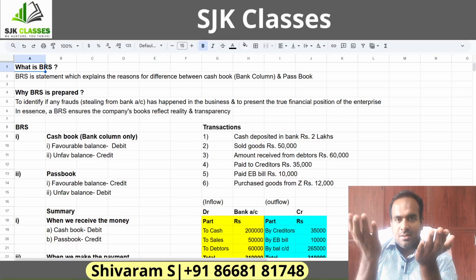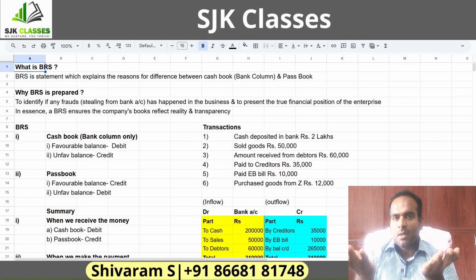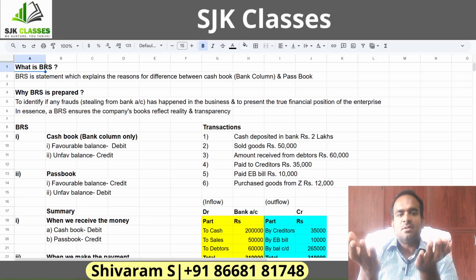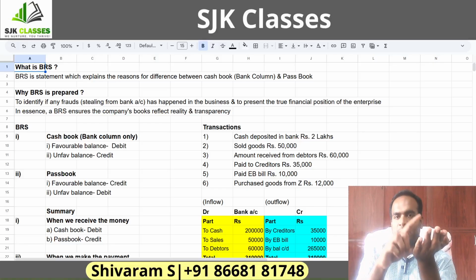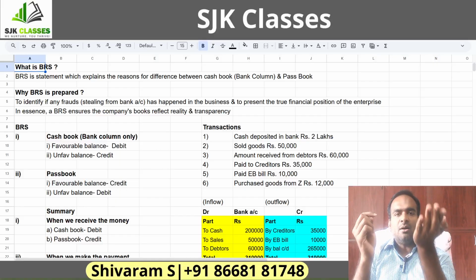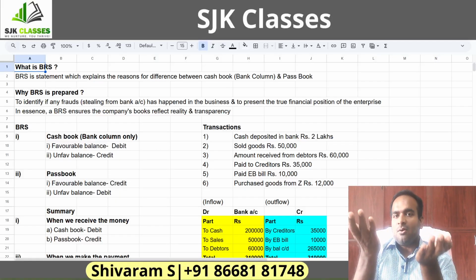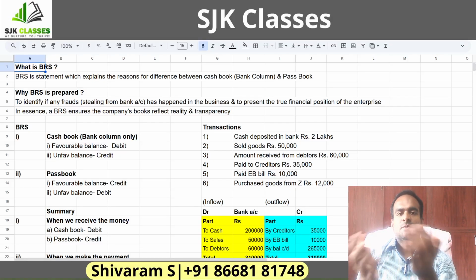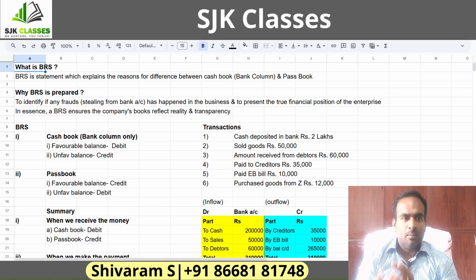So, ideally, these two balances should be the same at any point of time. But due to some reasons, there will be a difference between the cash book balance and the passbook balance. I'll repeat, I'm talking about the bank column of the cash book. The bank column of the cash book and the passbook may not be the same always. So we're going to identify the reasons due to which there is a difference between cash book and passbook. This is what BRS is all about.